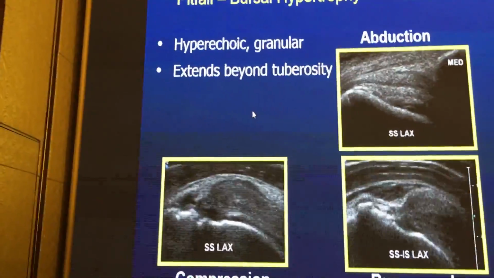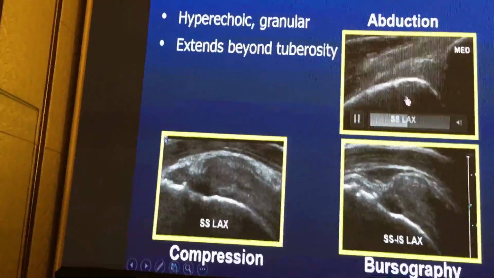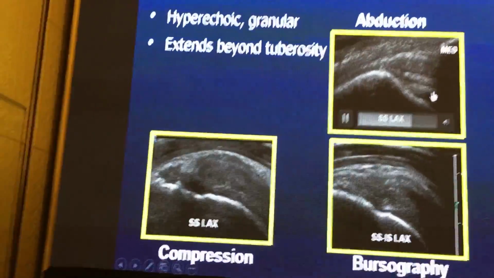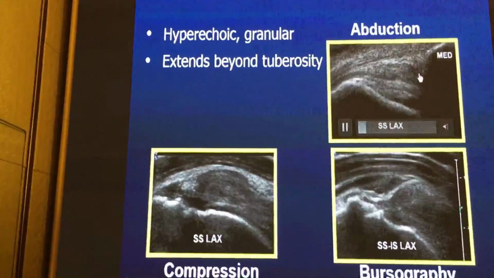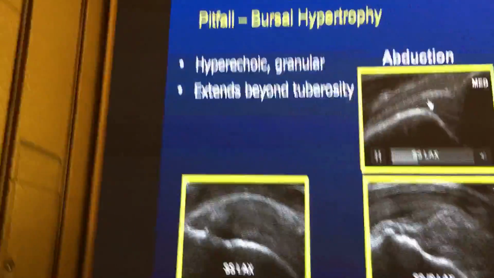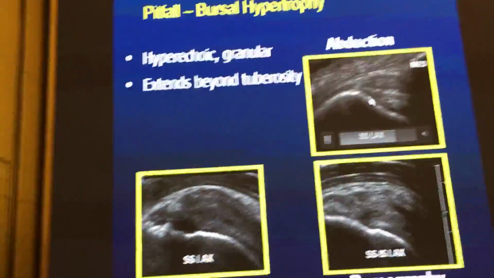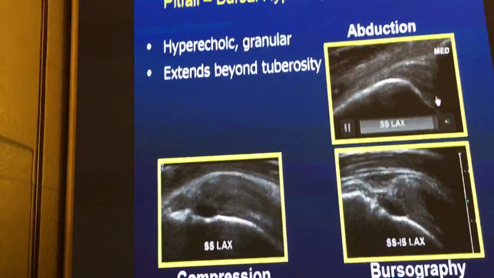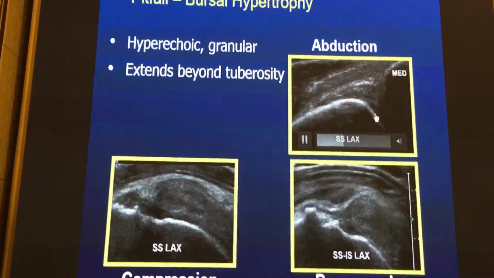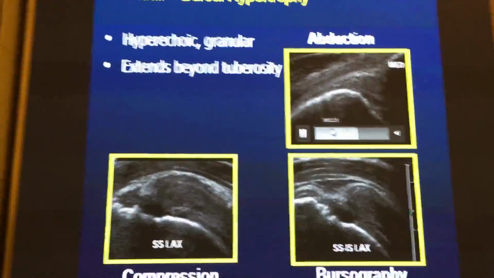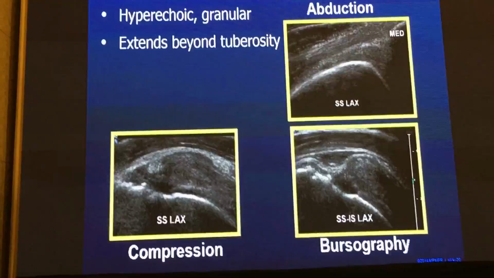So one is that the bursa extends beyond the greater tuberosity. So if this is the greater tuberosity right here, here's the supraspinatus, and here it is attaching to the greater tuberosity, the bursa will come over the top of the greater tuberosity and around to the corner, whereas the rotator cuff stays right on that greater tuberosity. So this is all bursal tissue up here, and this is supraspinatus right here. So just having them abduct will help you differentiate between bursal tissue and rotator cuff tissue.